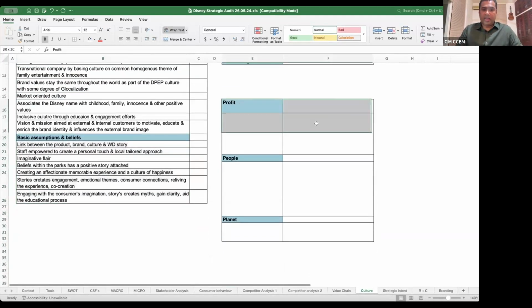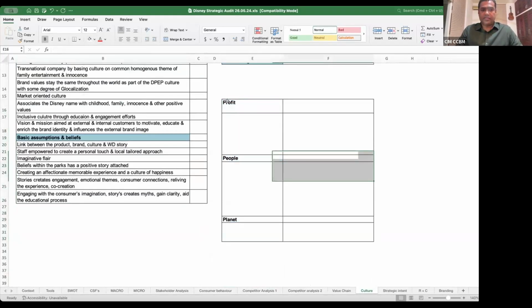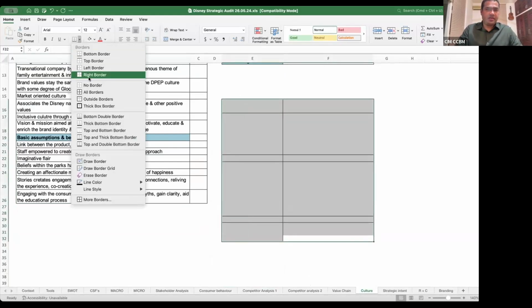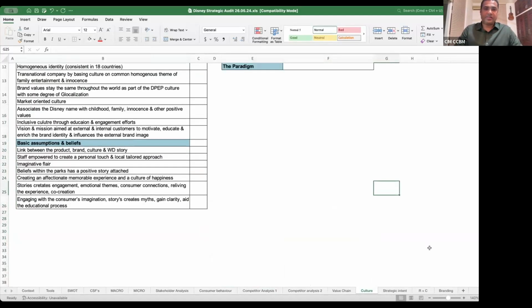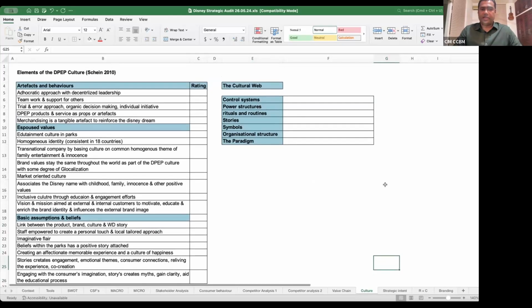So triple bottom line should actually not come here. Triple bottom line, let's take it out. Triple bottom line is not to do with the culture, it's to do with sustainability and CSR. We will analyze that separately. So please take it out from your Excel sheet under culture. That should not be there.